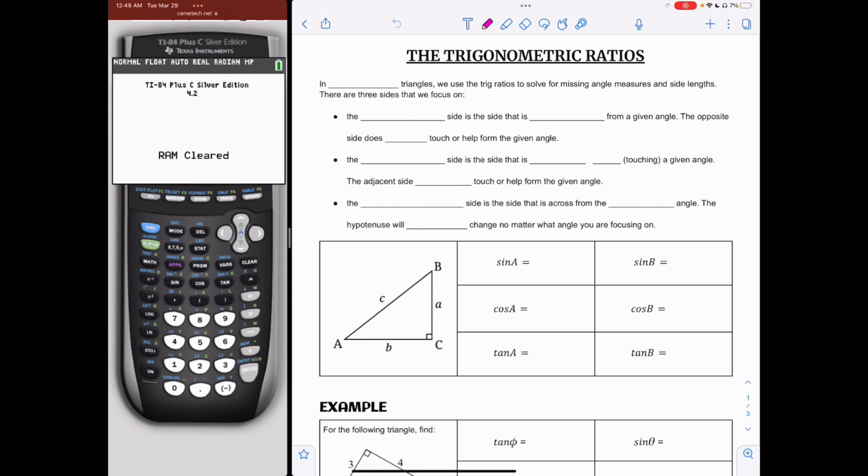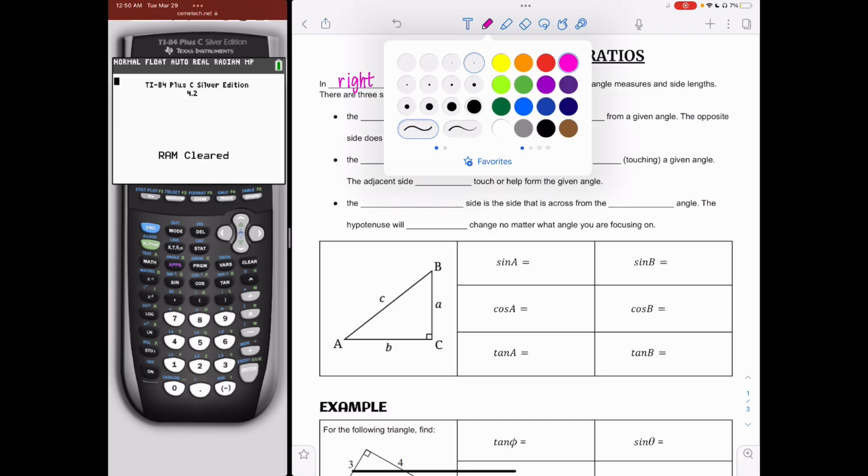Hello, today we're going to talk about the trigonometric ratios. Whenever you have right triangles, we are going to use the trig ratios in order to solve for missing angle measures or side lengths. There are going to be three sides that we are going to focus on when we're looking at trig ratios. The first side that we're going to focus on is going to be the opposite side.